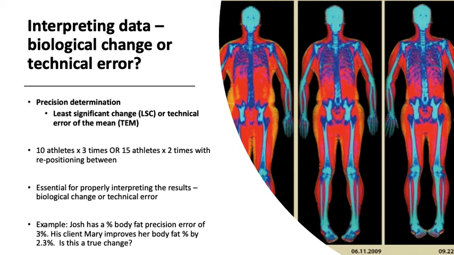So instead of telling Mary, yes, you improved by 2.3%, you dropped your percent body fat by 2.3%, and she's so excited, but this wasn't actually a biological change. This could be just technical error in the results. So it's very important that you determine your technical error of the mean through this method of testing 10 athletes 3 times or 15 athletes twice with repositioning in between.